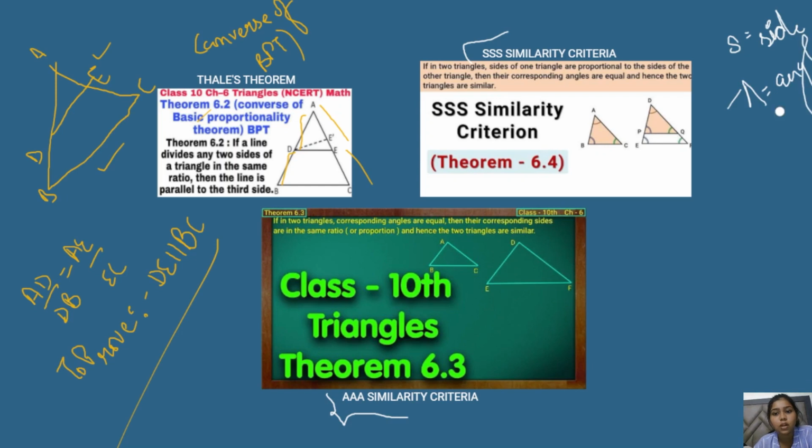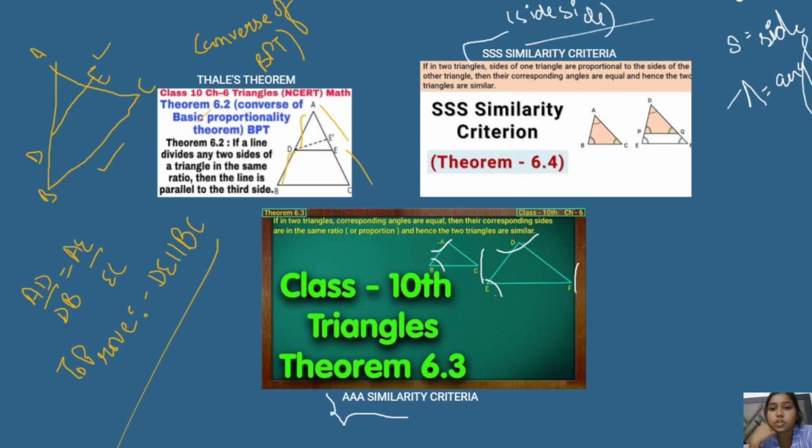So in this particular case, the AAA similarity criteria means that all the angles of the triangles are equal. According to this theorem, if all the angles of one triangle are equal to the angles of another triangle, let's suppose B is equal to E, A is equal to D, and C is equal to F, then the sides will also be in a definite ratio and the two triangles will be similar.